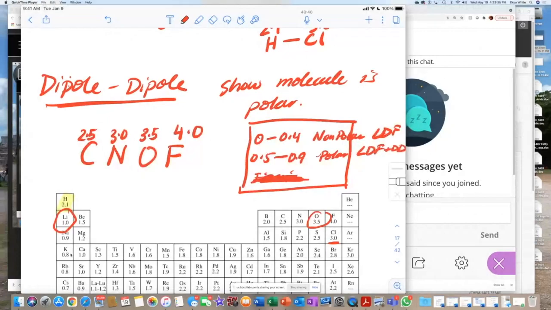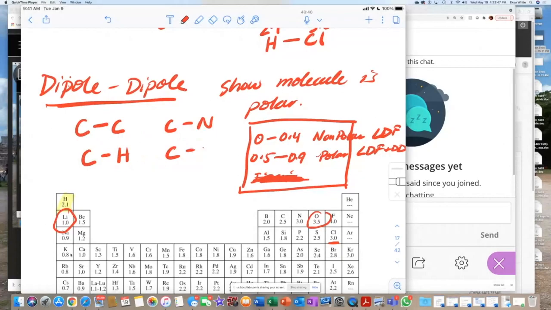So what we're going to look at here is the bonds we're going to be examining for the most part, because we're dealing with organic molecules. We will have carbon and carbon, carbon and hydrogen, carbon and nitrogen, carbon and fluorine, carbon and oxygen, and then oxygen and hydrogen. These are the most common bonds we will see in this chapter. So I'm going to check the polarity. Carbon and carbon is 2.5 and 2.5. The difference here is 0, so this is definitely nonpolar, right?